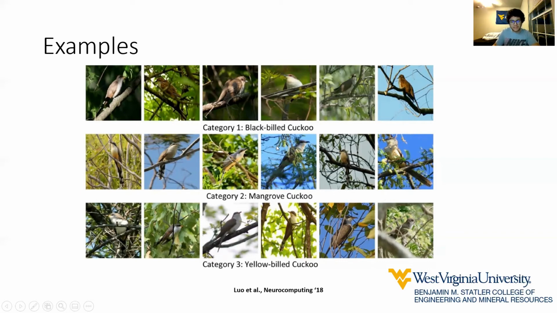Let's have a look at some examples. Here, we're looking at a bird called cuckoo, and the species black-billed, mangrove, and yellow-billed. They look visually very similar. That's why, in order to distinguish each species, we will not be able to do that with a normal machine learning approach, a normal classification approach. That's why fine-grained visual classification will be the best choice.